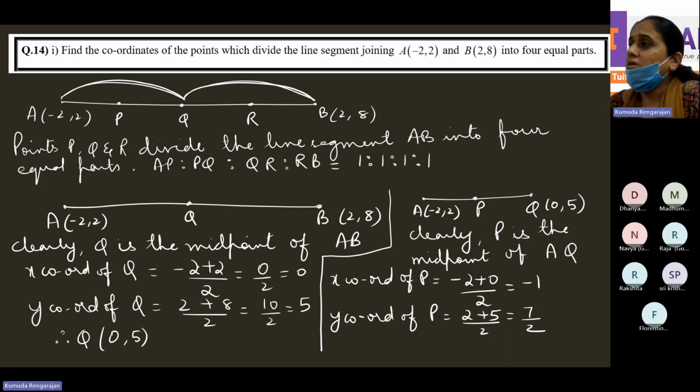And which are x1, y1, x2, y2? The endpoints of the line segment. You are saying that Q is the midpoint of some line segment. No, the endpoints of that line segment.